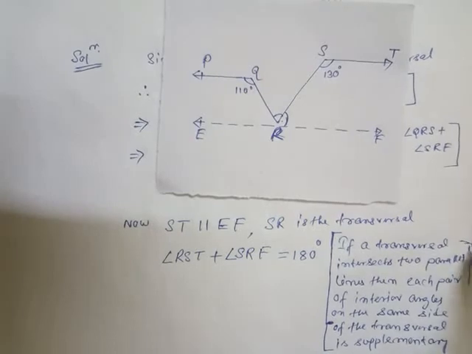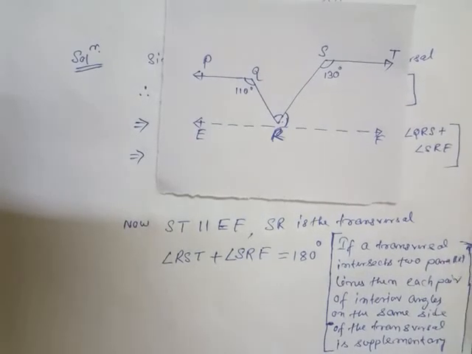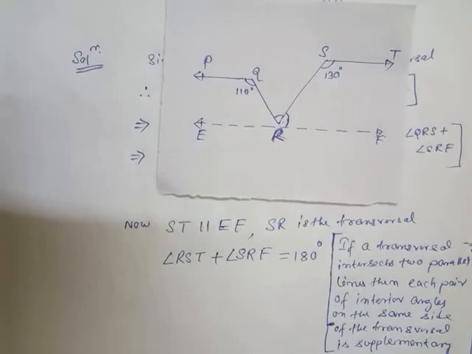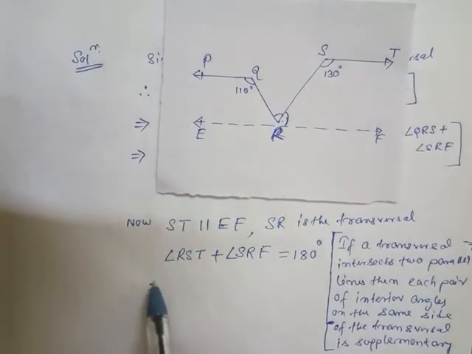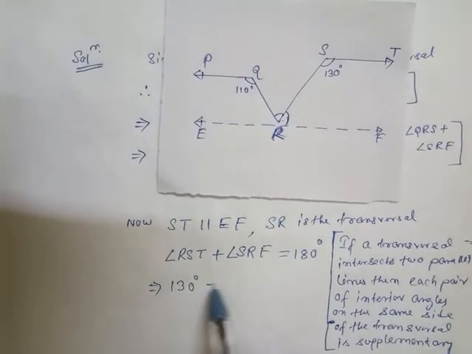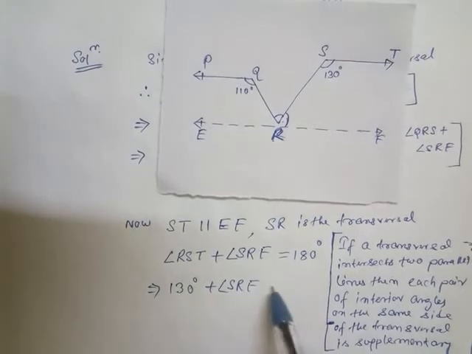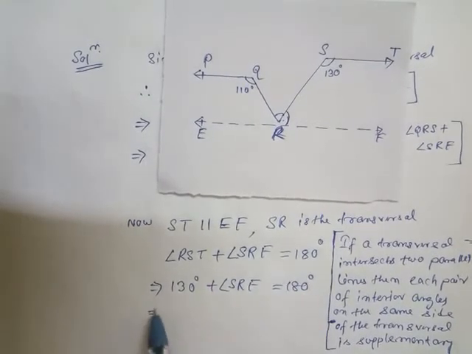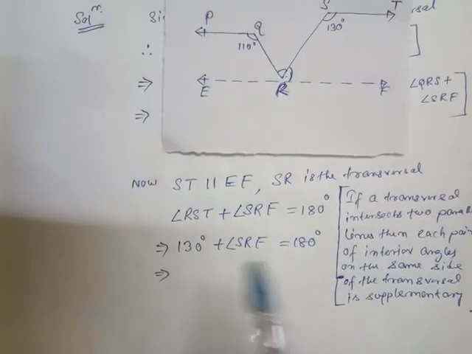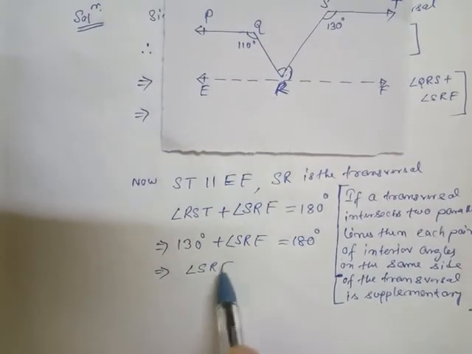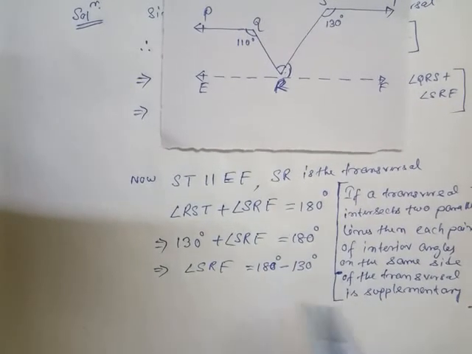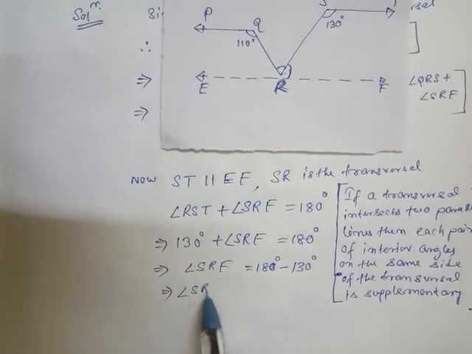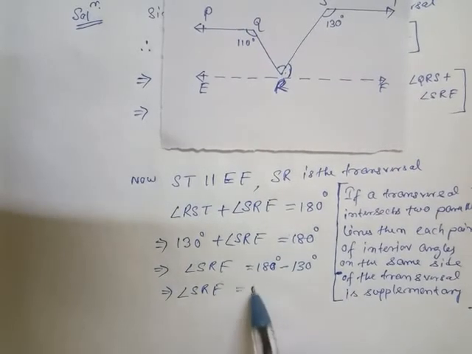Already we have done this theorem, and now we are in exercise 6.2 of class 9 general maths, and question number 4 is being solved depending on that theorem. So what is the value of RST here? Given that it is 130, directly put down the value, 130 degree here, and angle SRF equals 180 degree. Now if I take 130 to that side, it becomes minus, so angle SRF equals 180 degree minus 130 degree. Now angle SRF equals 50 degree.